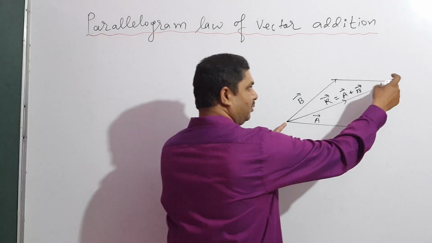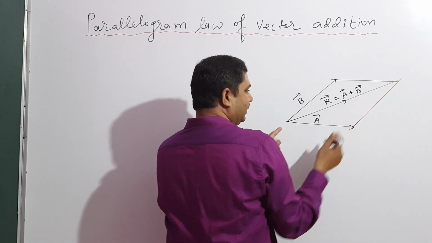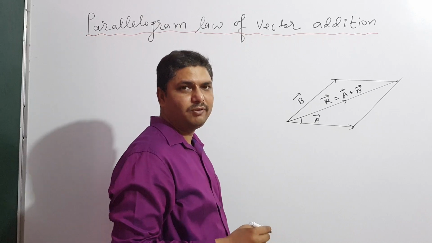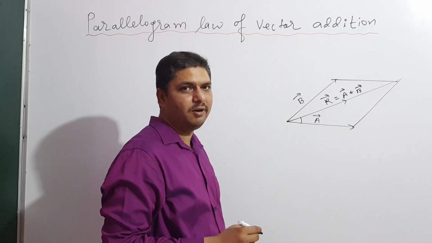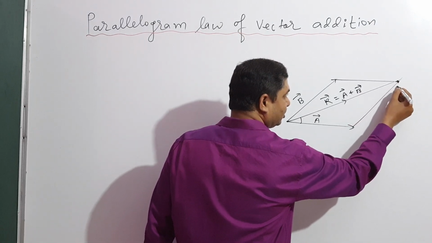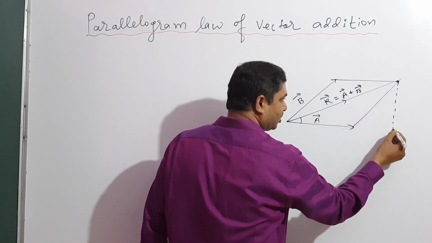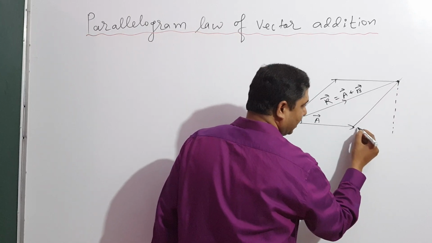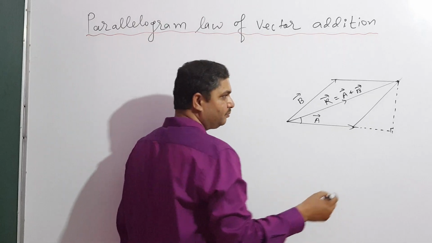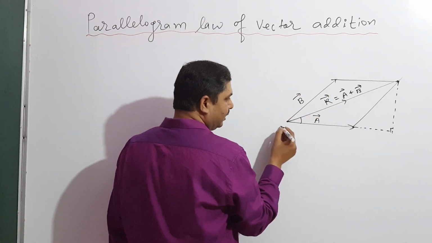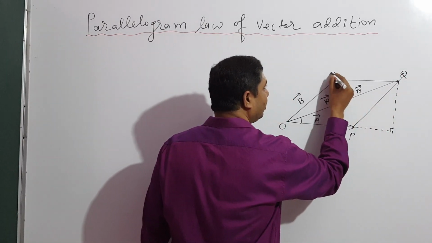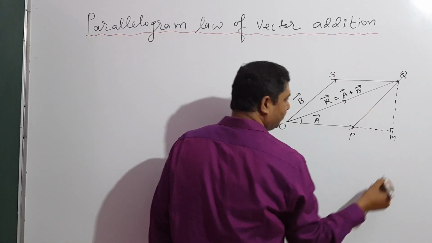Now this length is said to be the magnitude, and this angle is said to be the direction. You have to find the direction and magnitude of the resultant. For that, we draw a construction. Let us draw a construction. Draw a straight line from there. Produce this. Join these two lines to make a 90-degree angle. Now let us name it. This is O, P, Q, S, and this is M.